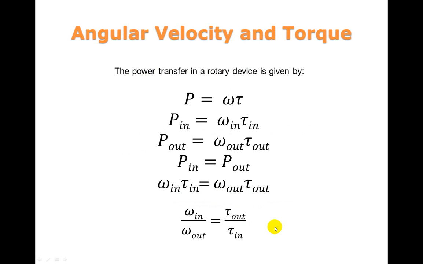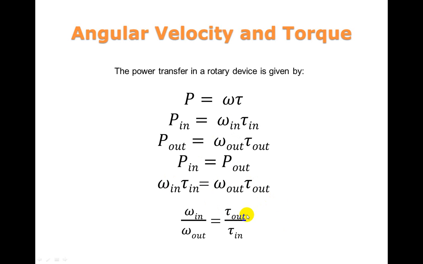Okay, so how do angular velocity and torque relate? All right, so the power transfer in a rotary device is given by power transfer equals angular velocity times torque. So again, we're going to set it up as power in would be angular velocity in times torque in, and power out would be angular velocity out times torque out. We know that power in has to equal power out, so we set these equal to each other.